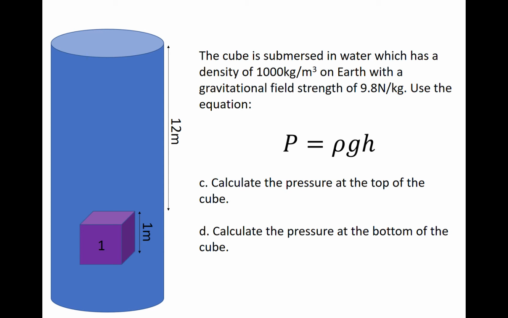Earth with a gravitational field strength of 9.8 newtons per kilogram. Use the equation pressure equals density times gravitational field strength times depth in the fluid. C, calculate the pressure at the top of the object, and D, calculate the pressure at the bottom of the object. Now I'll show you the solution in the next slide, but if you want to attempt to do this yourself, pause now.